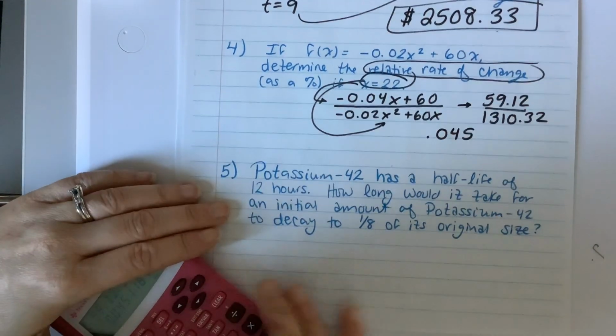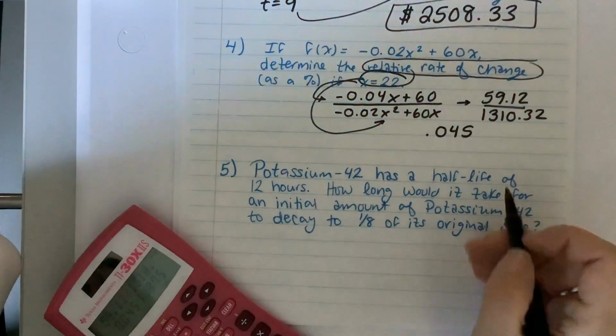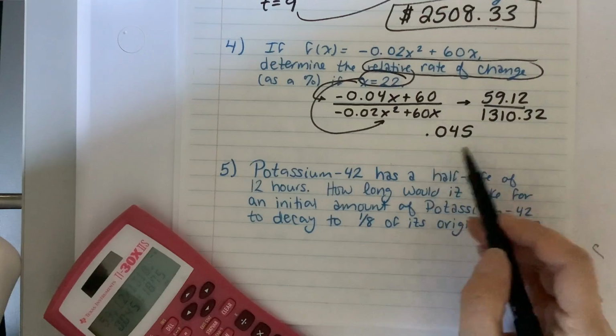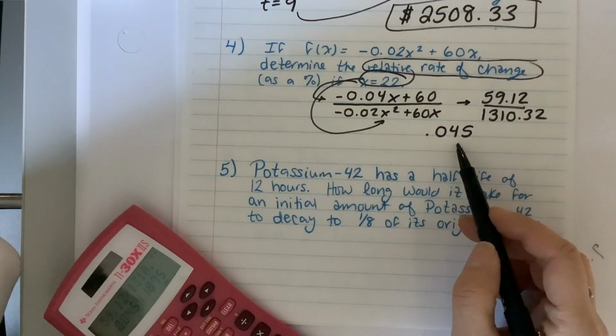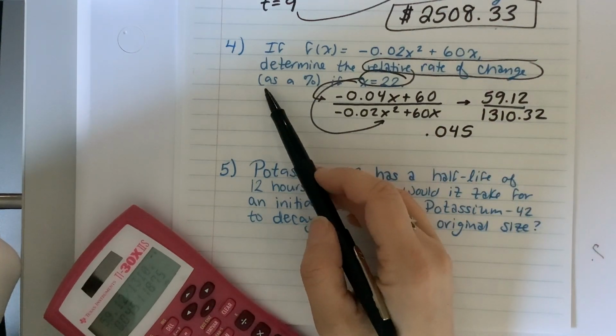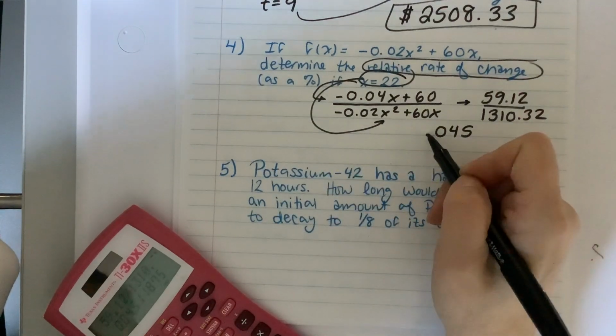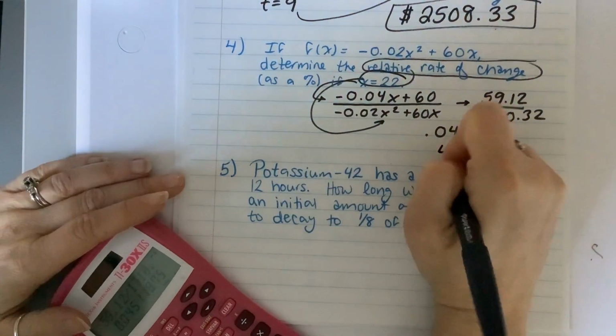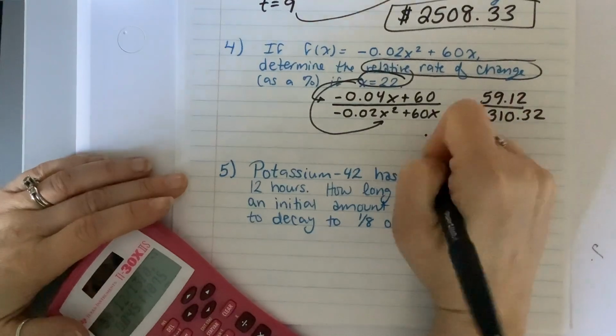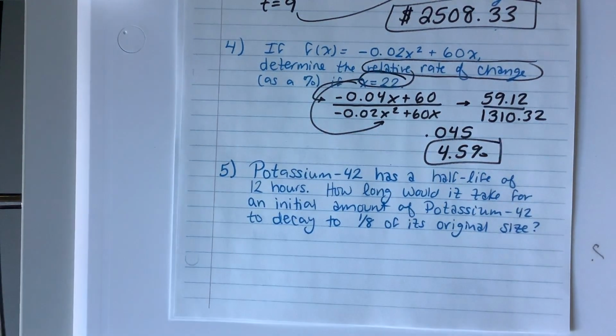I know that whatever the value is, they didn't tell us a story with this, but I know that it is increasing because this is positive. They want it as a percentage. So you go ahead and move the decimal twice. This would be 4.5%. I know it's increasing because it is positive.